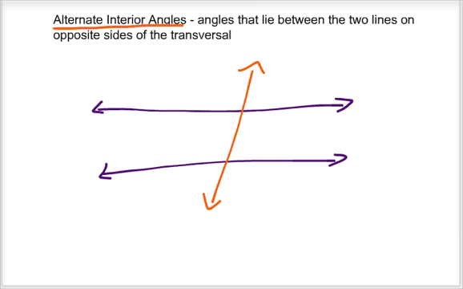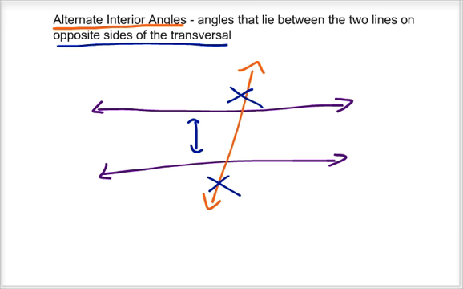And alternate interior angles can be a little difficult to identify if we don't pay attention to what those words are actually asking us. So the definition is angles that lie between the two lines on opposite sides of the transversal. The key point there is that the angles lie between the two lines. So I'm not looking up here, and I'm not looking down here. I'm looking for in between the two lines. And they're on opposite sides of the transversal. Well, the transversal is my orange line.